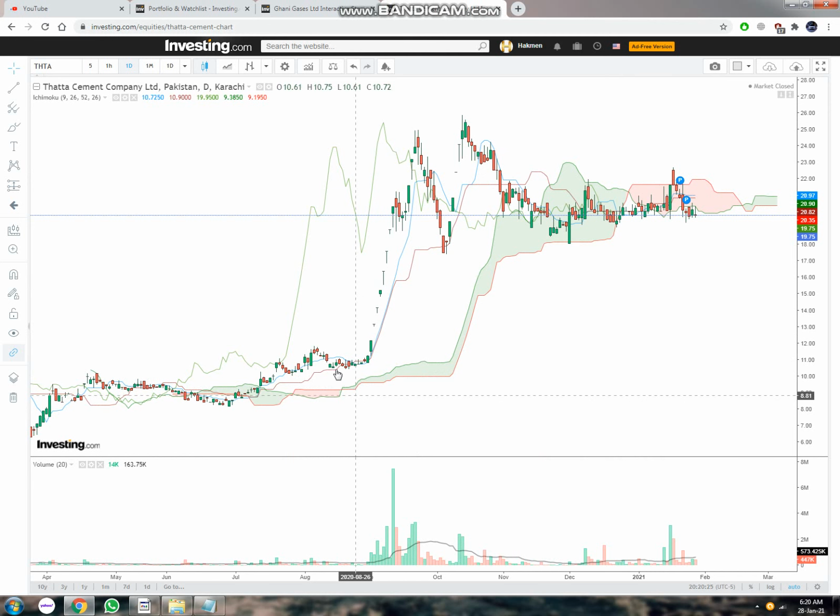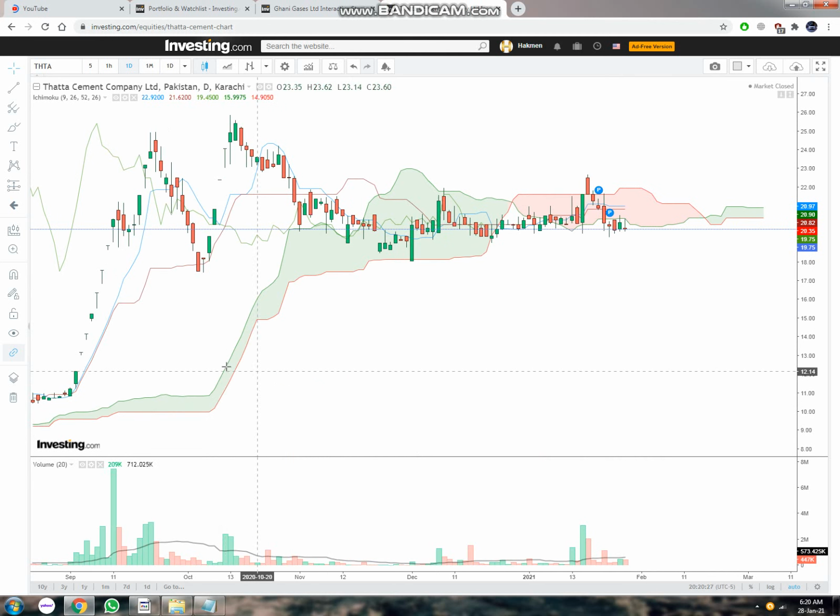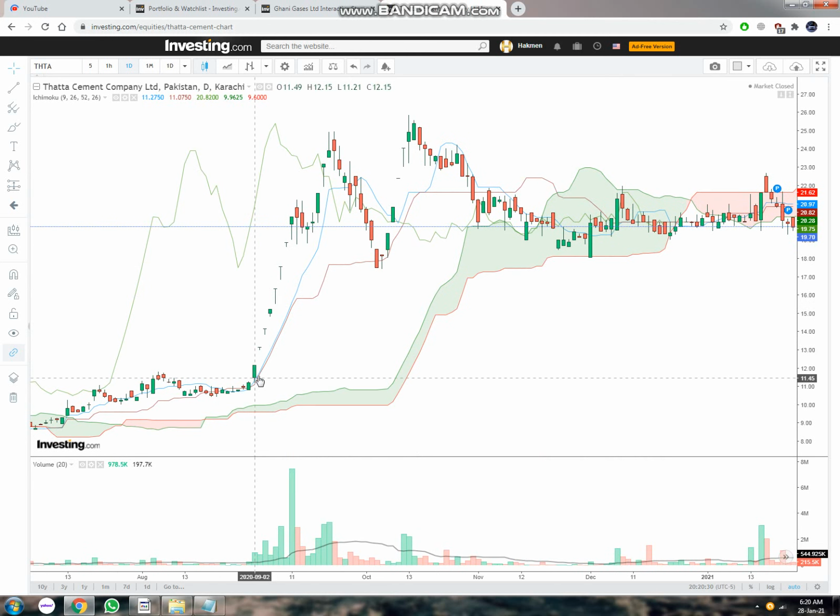Now again, as you can see, both of them moved closely. The gap was smaller, so the traded volume was also smaller, but it had a huge price move upwards. The price moved hugely in the upward direction.